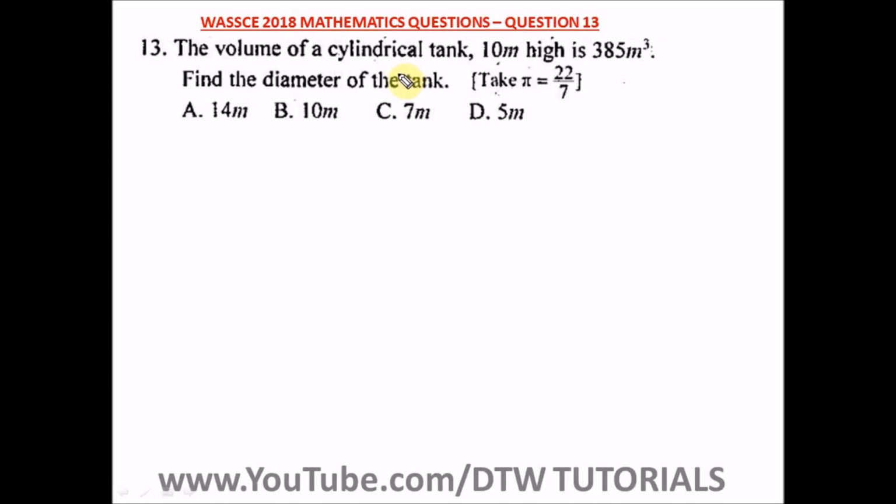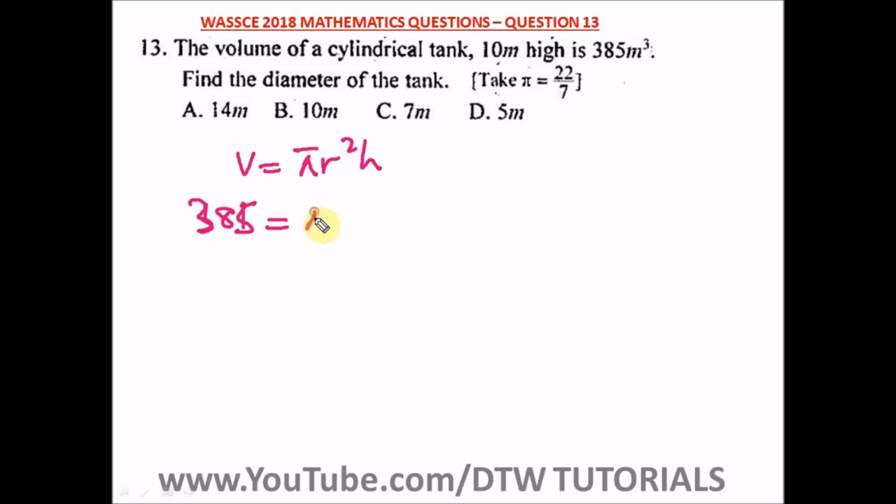Question 13 of the WASSCE 2018 Mathematics Past Question, that's your WAEC exams. It says the volume of a cylindrical tank 10 meter high is 385 meter cube. Find the diameter of the tank. Okay, so what's the volume of a cylinder? Since it's a cylindrical tank, the volume of a cylinder V is equal to pi r square h.